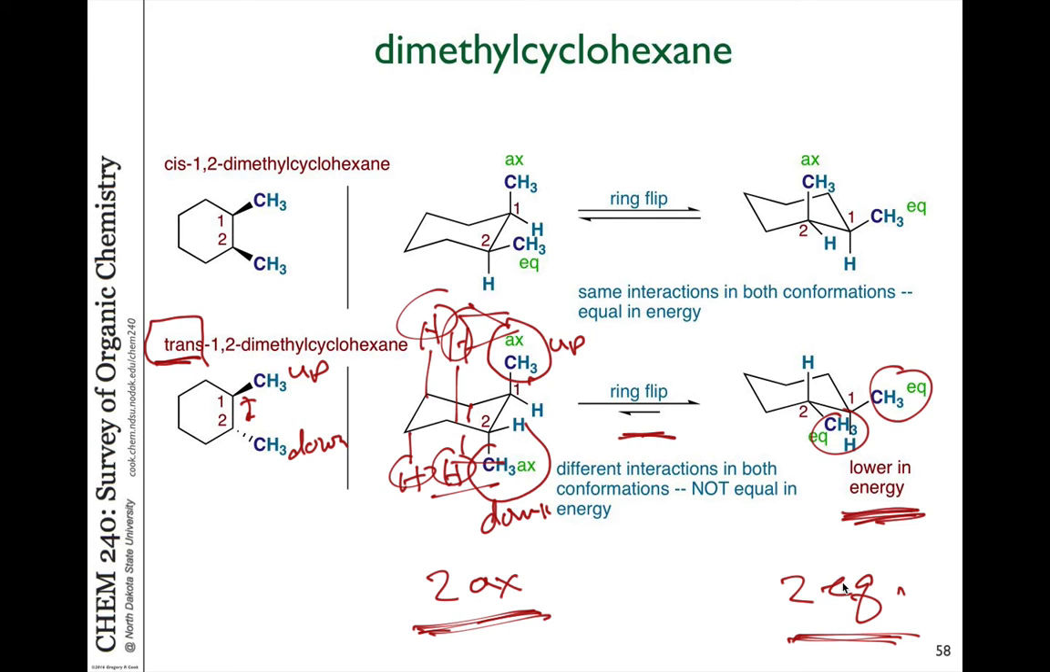So we can analyze those conformations and see that simply by changing the stereochemistry from cis to trans, and not moving the positions around the ring, it has an impact on the relative energies of the different ring-flipped conformations.